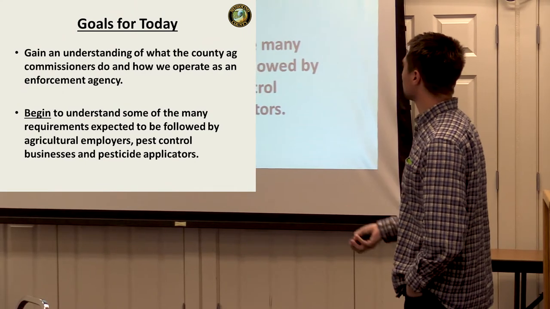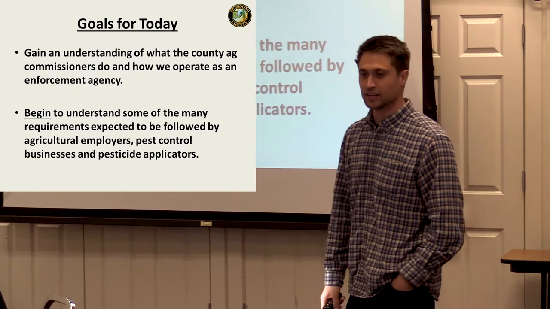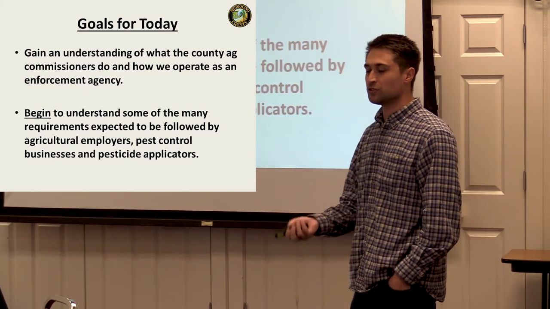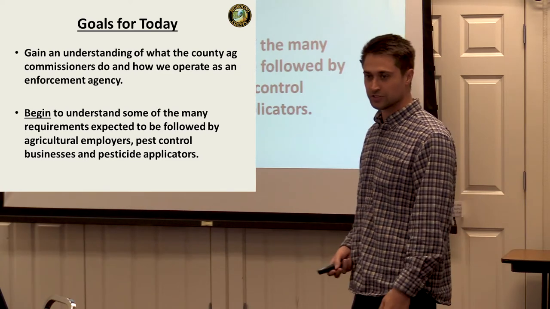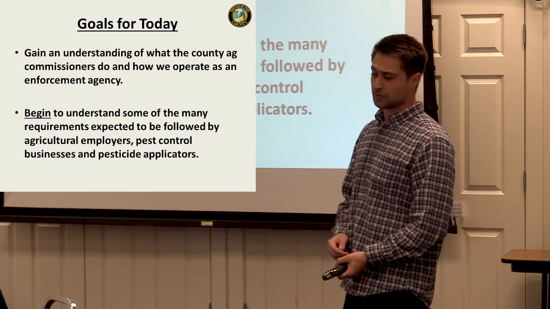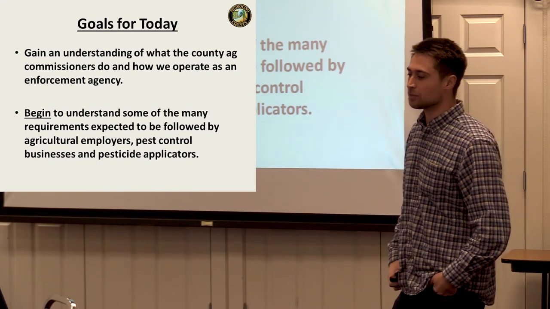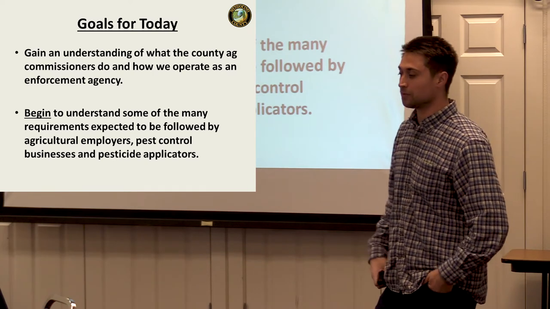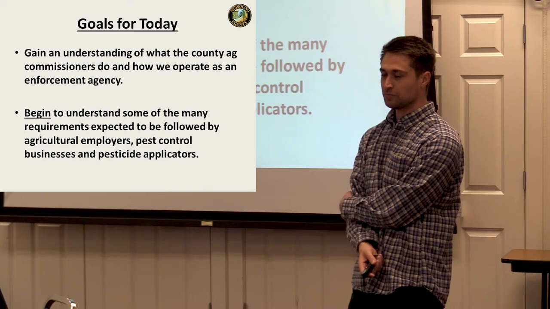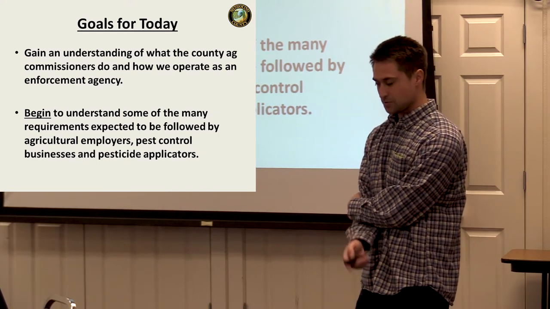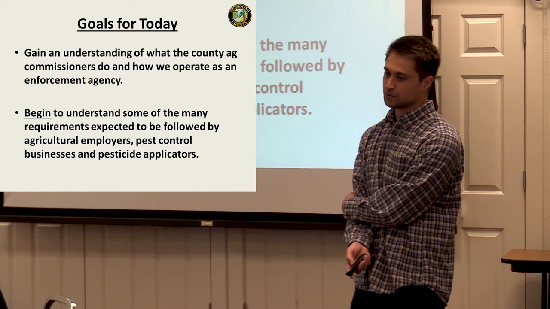So the goals for today are, the first one is to gain an understanding of what we do as the Ag Commissioner's Office and how we fit in as a regulatory agency, specifically with pesticide use, and then also to begin to understand some of the many requirements that growers are going to be expected to follow if they're using pesticides on their cannabis. And you'll find that there's a lot of laws and regs, and they can be pretty complex.